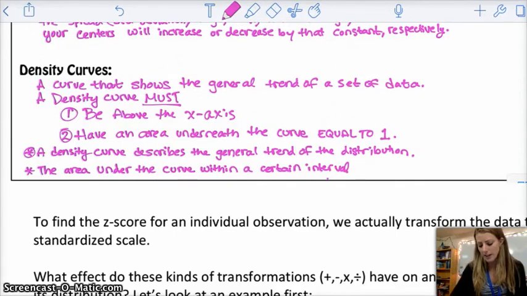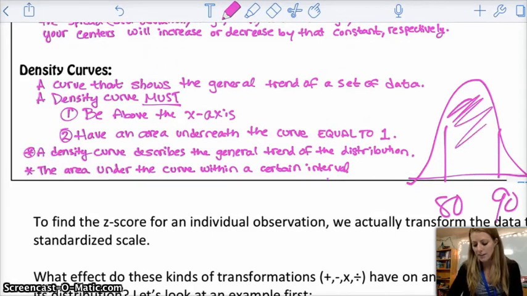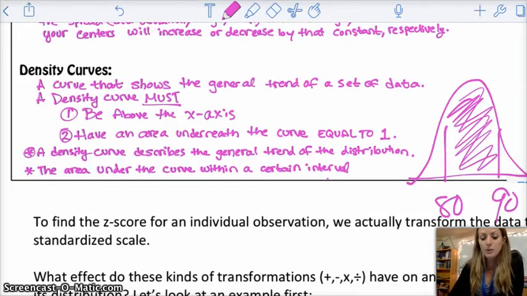So basically what that means is if I have a density curve like this, and I want to know what percent of people have scores between 80 and 90, I can find the area under the curve, and the area is equal to the percent of people who have scores between 80 and 90. So that's what that means.